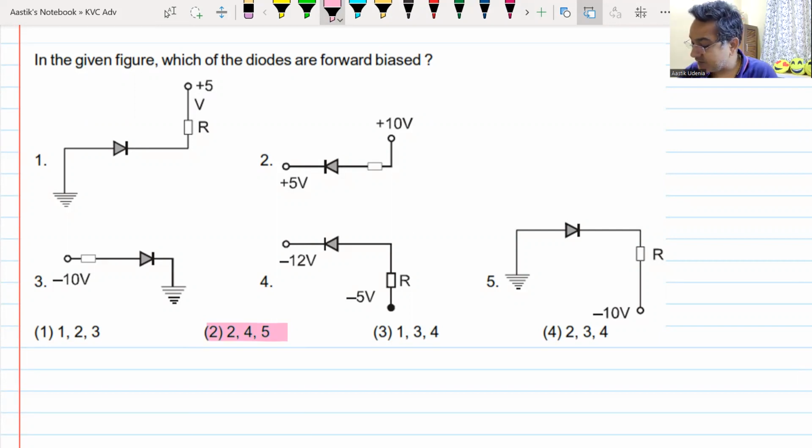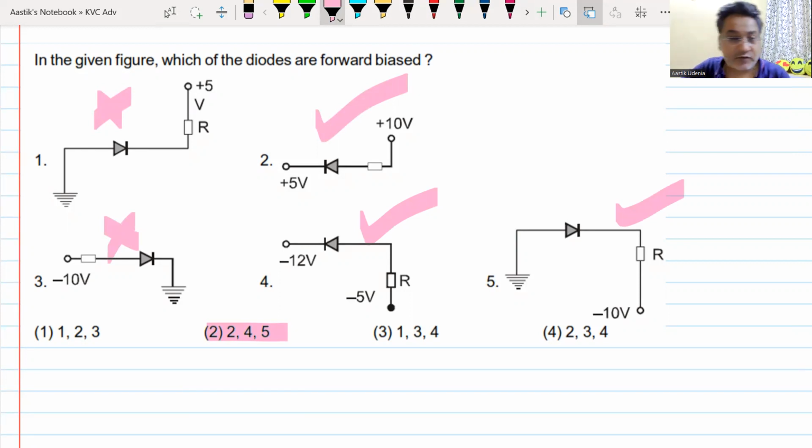In this first case, you can see this is reverse bias, yes or no? Yes. P has to be connected to more positive. This is forward biased. This is reverse bias. This is forward bias, and this is forward bias. Everyone understands this, yes or no?